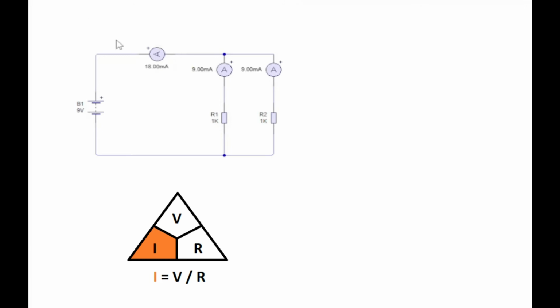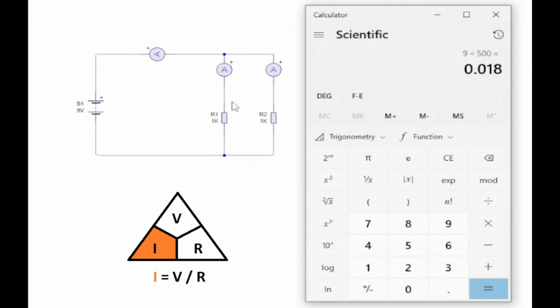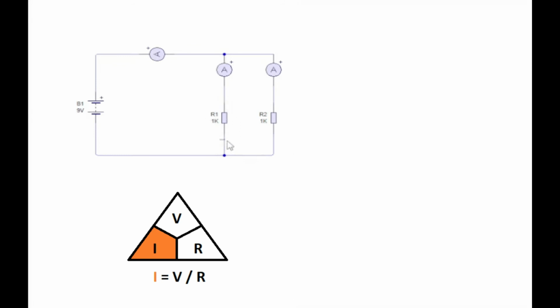And if we make the circuit active, you can see the ammeter here displays 18 milliamps. So the total current in the circuit will be 18 milliamps. So what about what current will be down each of these parallel lines? Well, each resistor here is 1 kilo ohm.